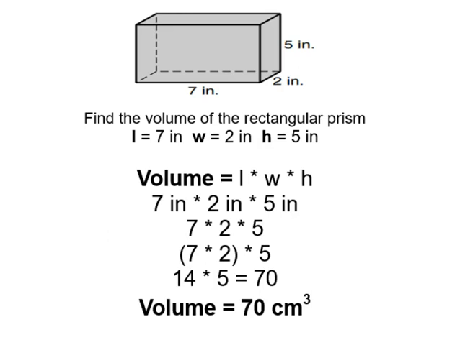7 times 2 is 14, times 5 is equal to 70. I made another mistake, guys. Instead of cubic centimeters, it actually should be cubic inches. Sorry about that. So volume is equal to 70 cubic inches. That was our last problem. You did it. Thank you so much for sticking around until the end of the video.